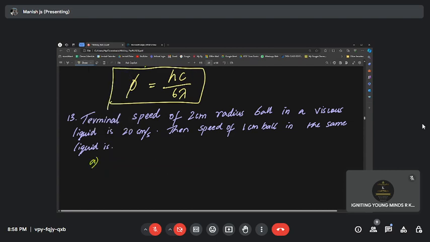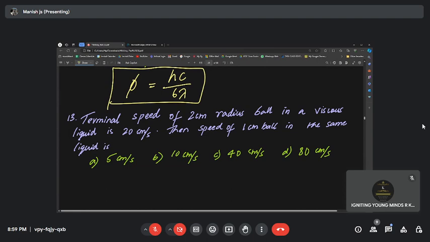First option, 5 centimeters per second. Second option, 10 centimeters per second. Third option is 40 centimeters per second. And the last option is 80 centimeters per second. So we'll have to find out.